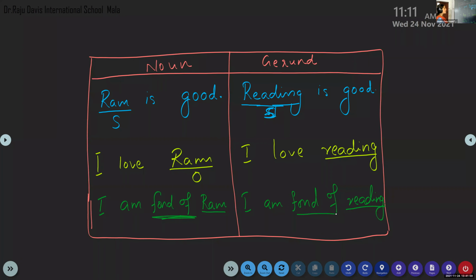Okay, so by this, I am concluding my class today. We'll explain gerund in the next class in detail, with more examples. So the next batch is waiting.